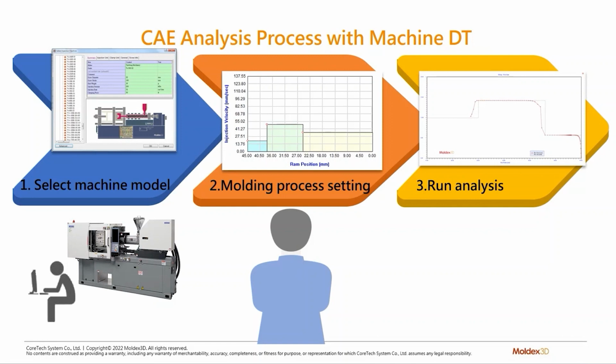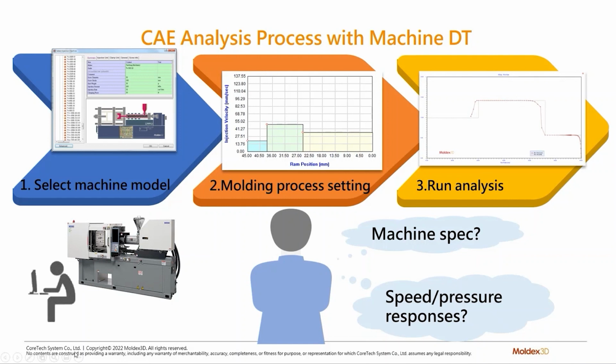In a typical CAE process, by considering machine specs, the user usually follows these three steps. Choose a machine model which will be adopted for production in the future, followed by define the parameters of molding process conditions, and finally run the simulation. Sounds very easy and simple, but have you considered these two questions?